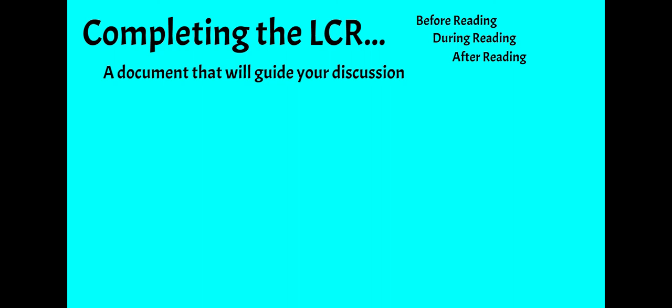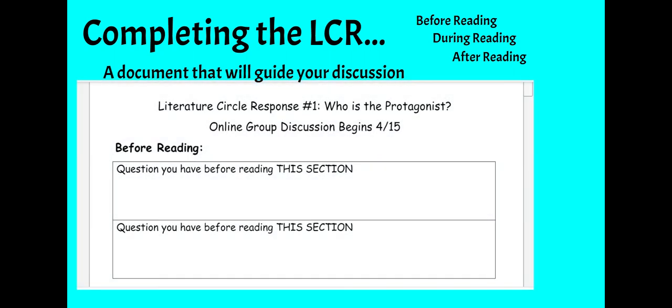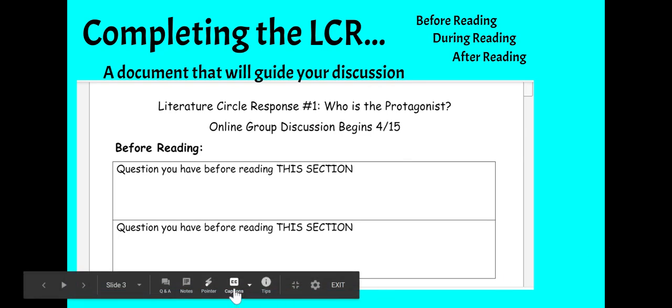Before you start reading, you'll do the before reading. While you're reading, you're going to be charting some things on the during reading. And then when you finish chapter 6, you'll tackle the after reading. The before reading section looks like this. And essentially, all you have to do is ask two questions. What do you want to know before you read this section?